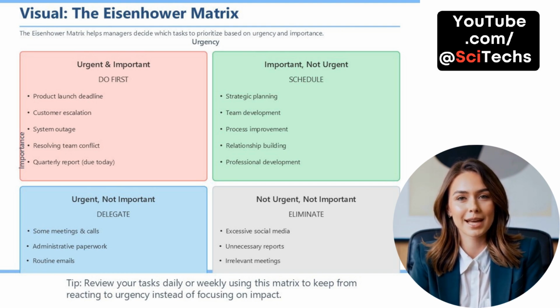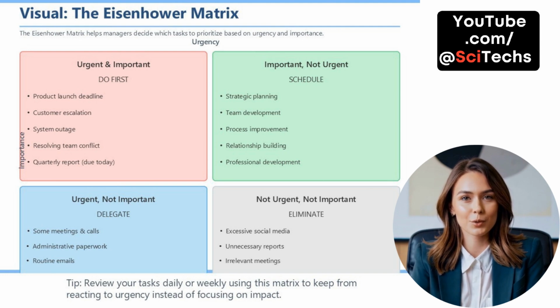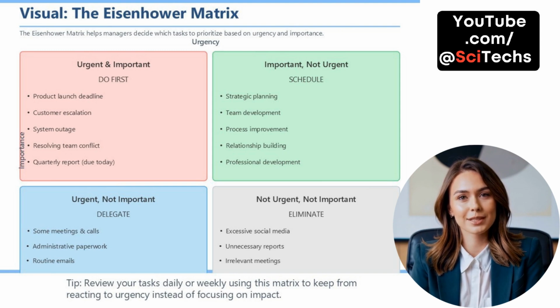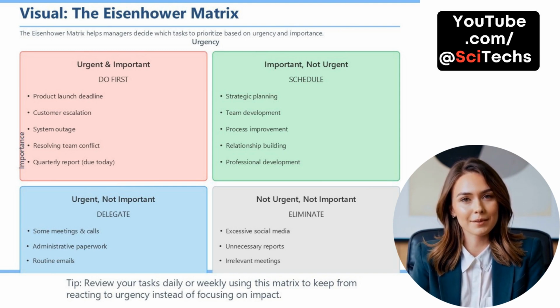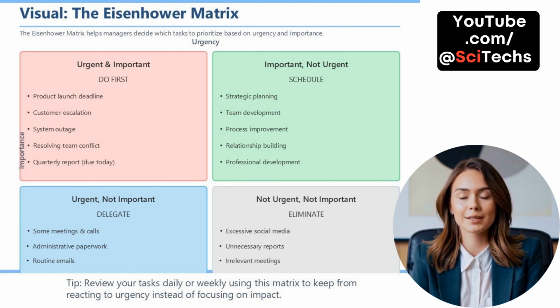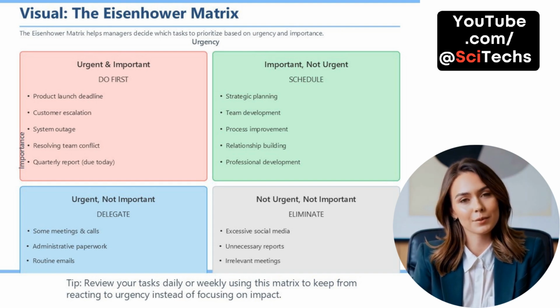And finally, tasks like excessive social media or irrelevant meetings belong in the eliminate quadrant. These waste time without adding value. Managers who use this tool daily or weekly avoid being hijacked by noisy, low-value work. Instead, they stay focused on what delivers results. By consciously reviewing tasks and classifying them, you can work smarter, preserve your energy, and advance your priorities, one deliberate choice at a time.